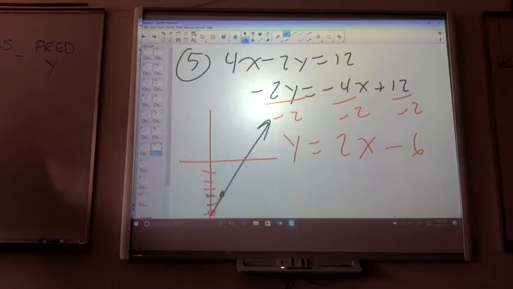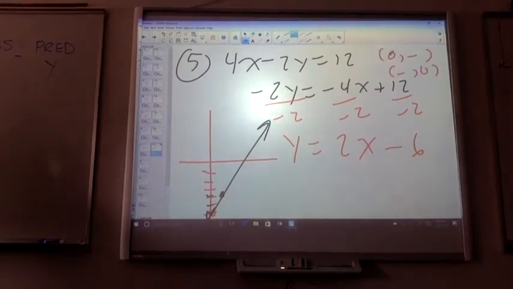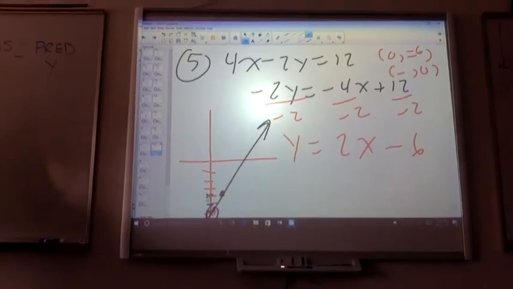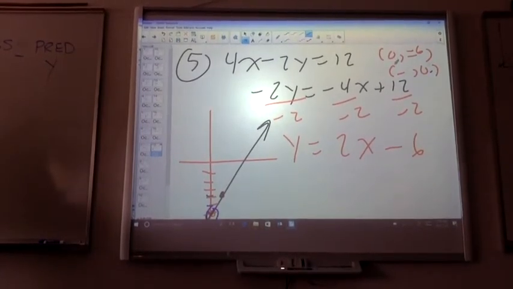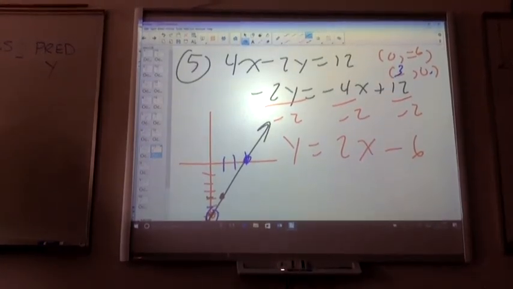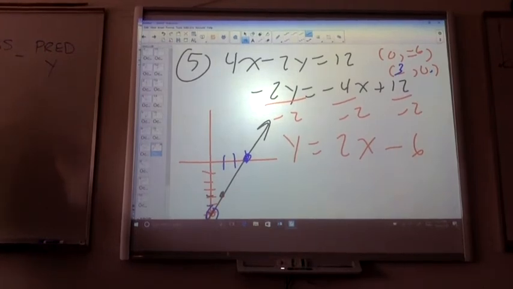Okay, so if I did the cover method, 0 comma blank, blank comma 0. So cover up the x, so I get -6. That agrees. And then here I cover up the y, so that gives me a 3. It works. So it doesn't matter which one you do. It'll be the same graph. No matter how you manipulate it, it'll give you the exact same linear equation.